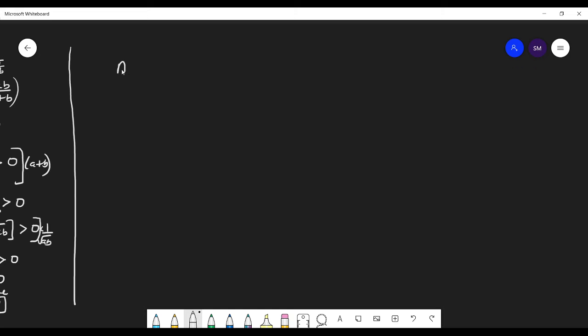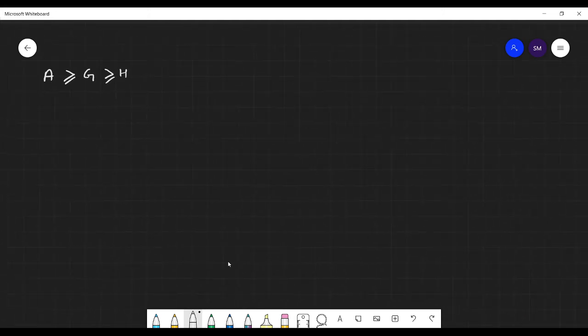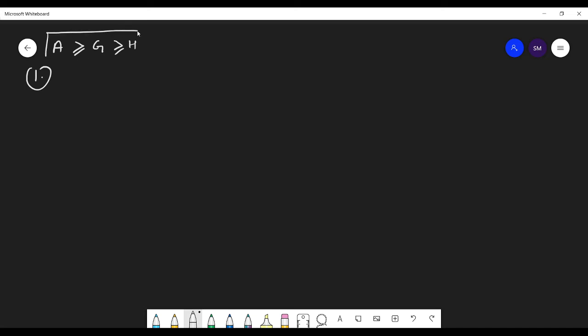So you have A greater than or equal to G and greater than or equal to H. Okay. Now students, my question is, first question, we will do 4-5 questions, okay? So first question, based on this concept only. Let us practice this concept.